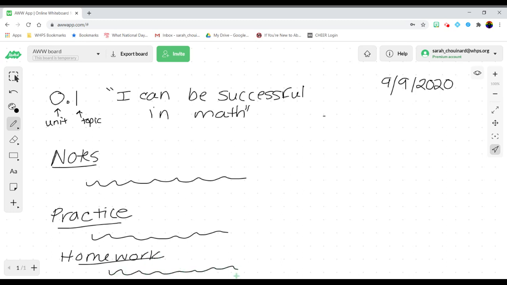And so you want to know what the homework for that day was. So every note section should look this way. So let's get into our first topic.